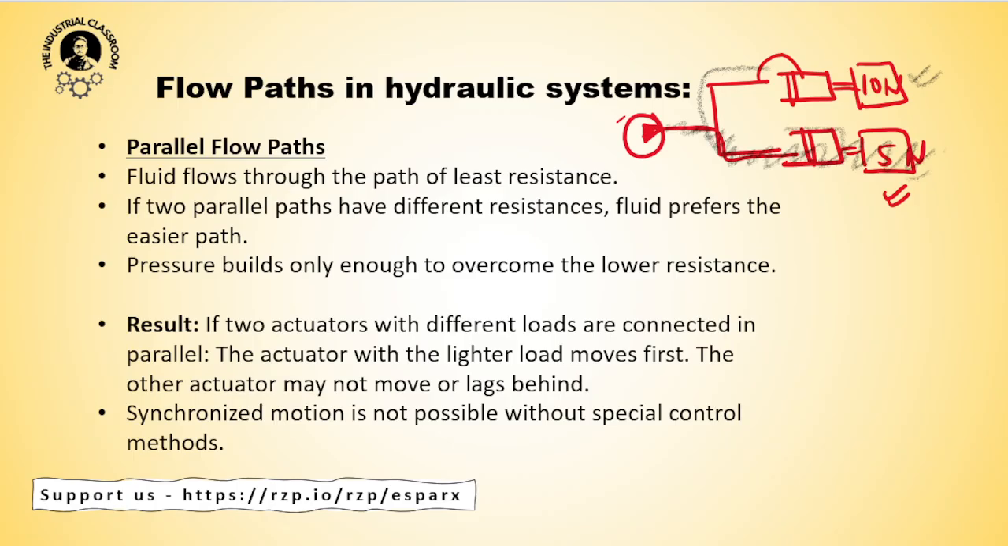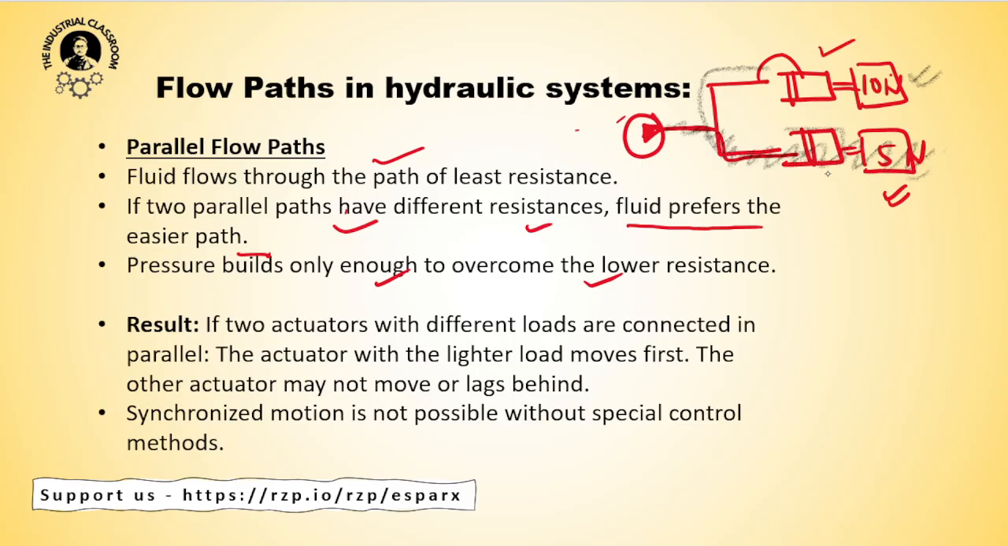Remember, the first thing to remember is that fluid flows through the path of least resistance. If two parallel paths have different resistance, fluid prefers the easier path. Pressure builds only enough to overcome the lower resistance. Okay, so the pressure builds for overcoming the lower resistance, not for the upper resistance. After the lower resistance has been overcome, if there is more resistance further, the pressure will increase gradually to 5, 6, 7, 8, 9, 10, and after 10 only it will be activated.